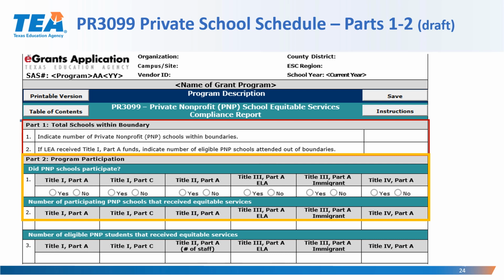In addition, the LEA must submit the number of eligible PNP students that receive services for Title I, Part A, Title I, Part C, Title III, and Title IV, Part A. For the Title II, Part A program, the LEA would submit the number of participating private school staff that received equitable services under the Title II-A program.